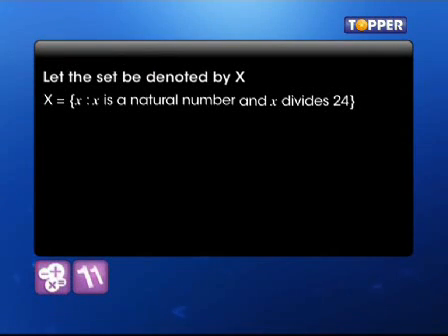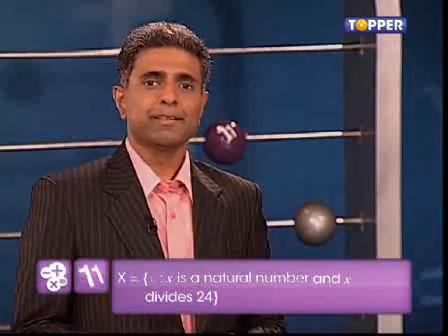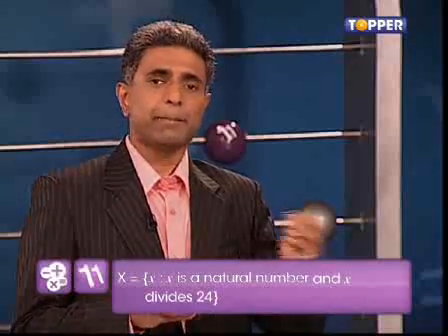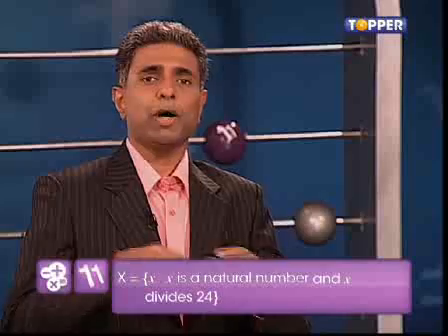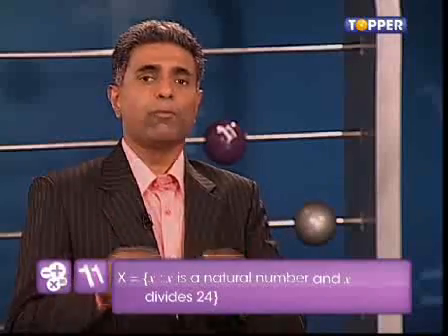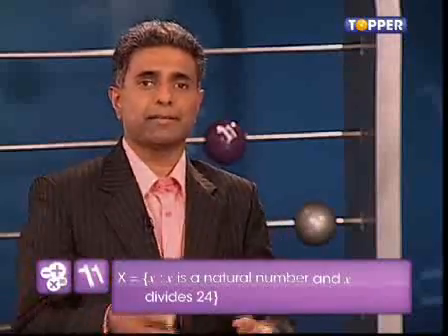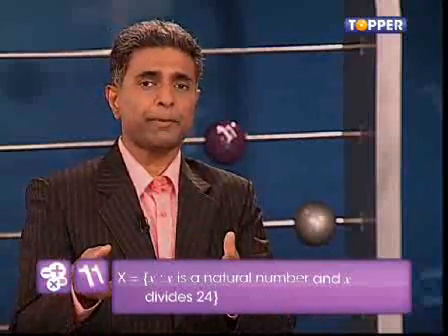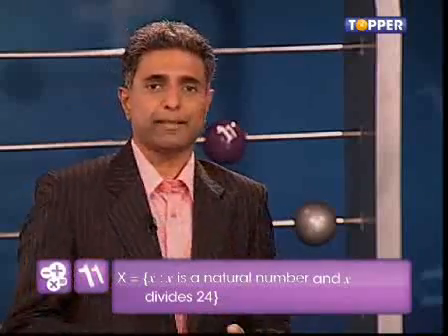Denoting this set by X, we write X = {x : x is a natural number and x divides 24}. In this notation, we use the letter x to indicate the general element. The colon separates the general element from a property that defines what membership in this set is. If there is some element that obeys this property, then it belongs to the set.